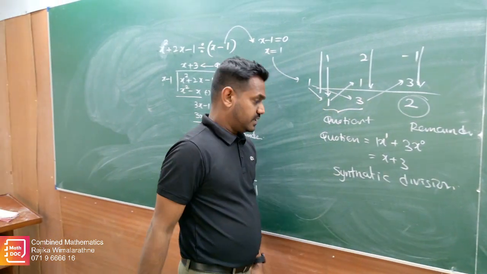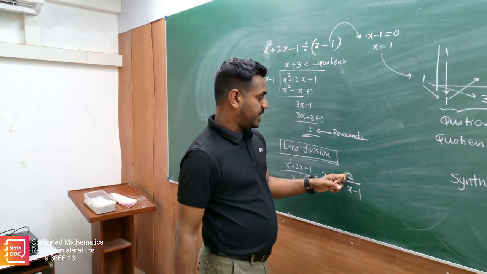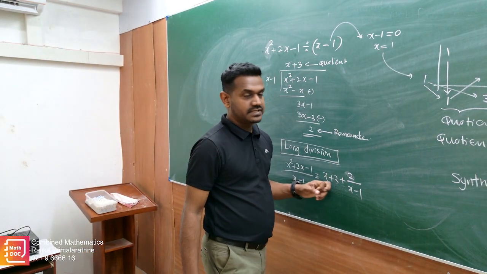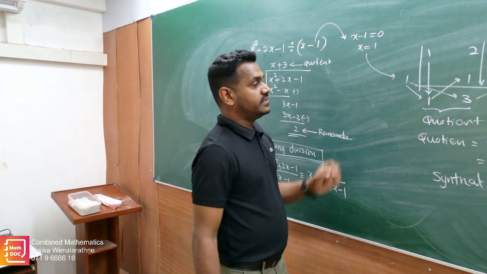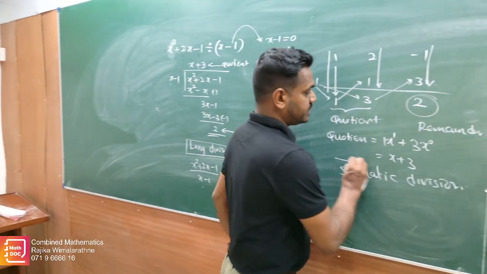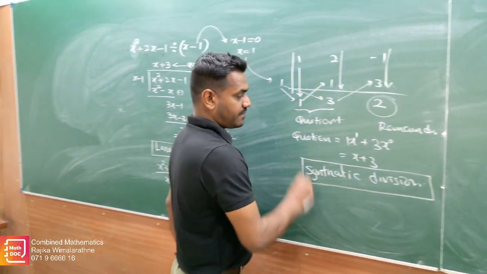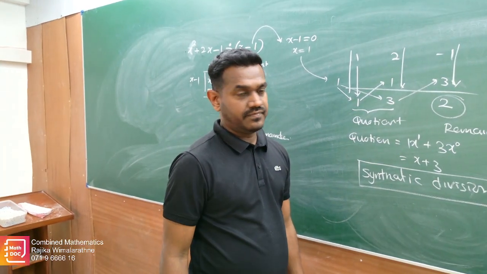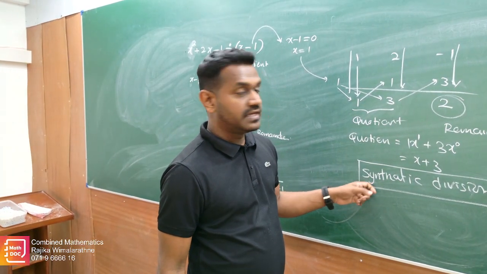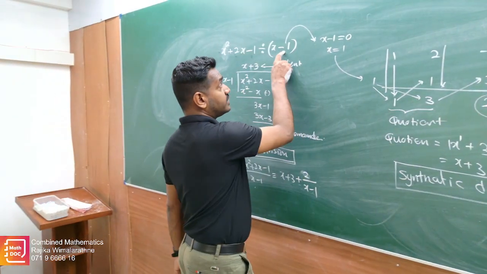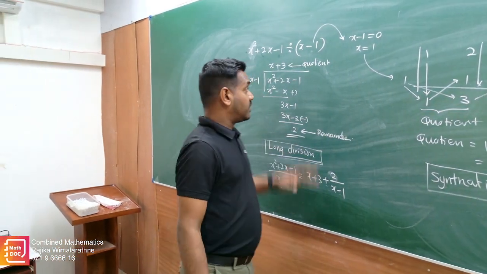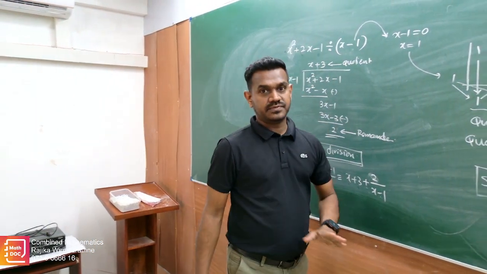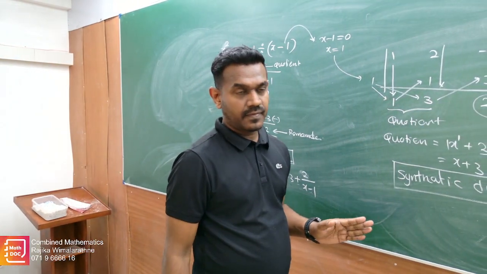So you see here, remainder 2, quotient x plus 3. Long division and synthetic division give the same result. But remember, synthetic division is not always possible. Synthetic division is only possible with division by a linear factor. But long division is always possible with any division.